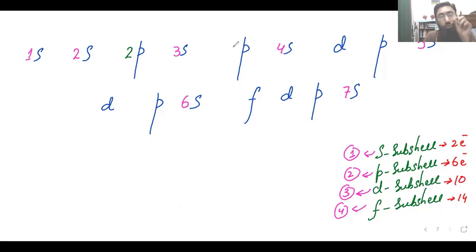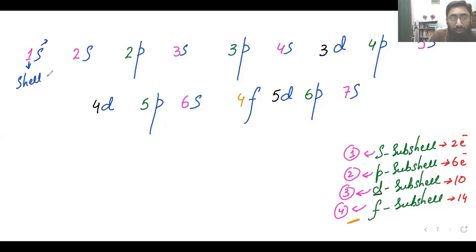So 2P, then 3P, then 4P, then 5P, then 6P. After this D, where is D? Can I put 1D? No. Can I put 2D? No, not at all. D always starts from 3. 3D, then 4D, then 5D. Then in the end, there is F, and that is 4F. So what are these 1, 2, 3? This S is the subshell. This one is the shell number.